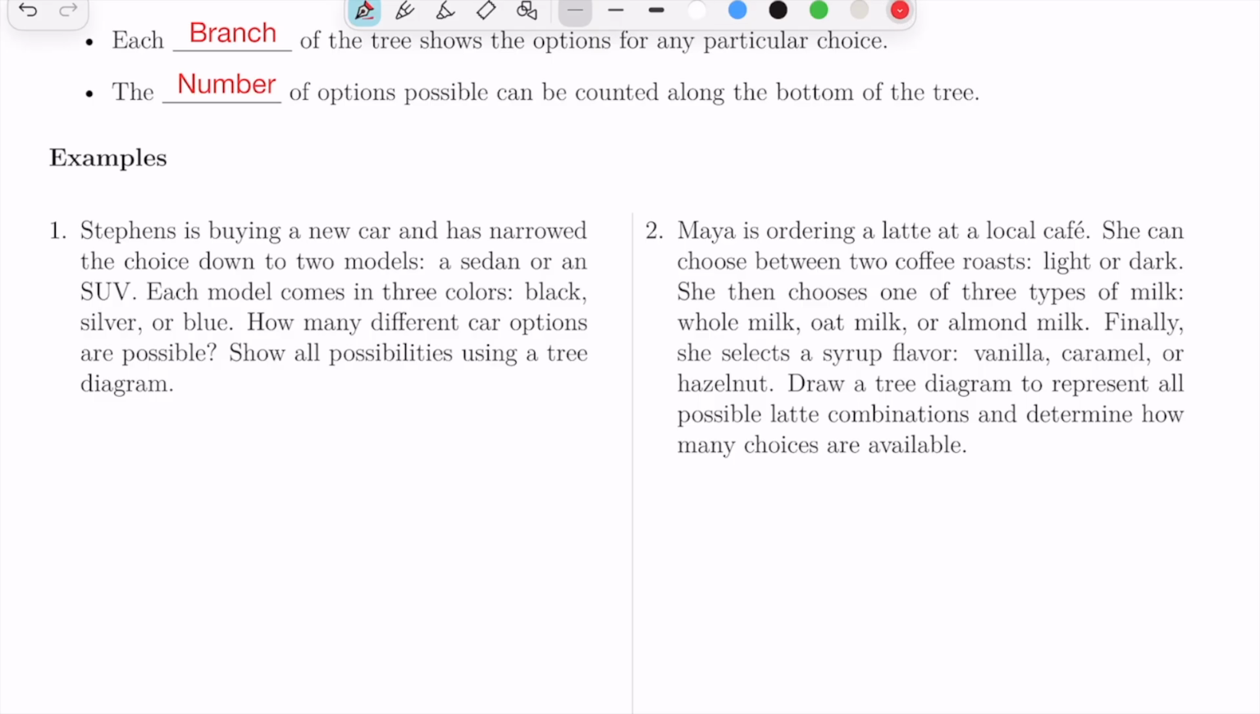So to start out with, you can think of it like this. We've got a choice to make. When Stevens walks onto the car dealership, he can either get a sedan or an SUV. And he's going to walk in and it's an either or situation. He's not going to buy both. And then once he decides what kind of vehicle he wants, then he has to pick the color. And you'll notice that we have black, silver, and blue for each one of these.